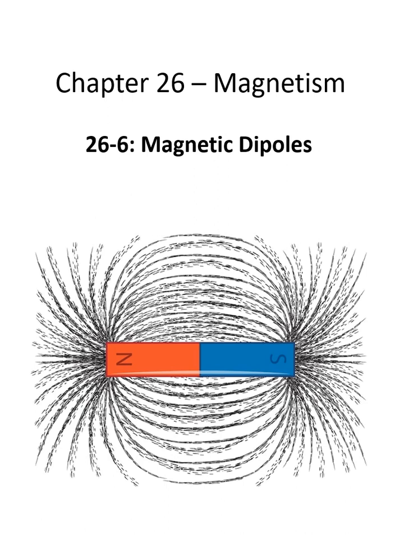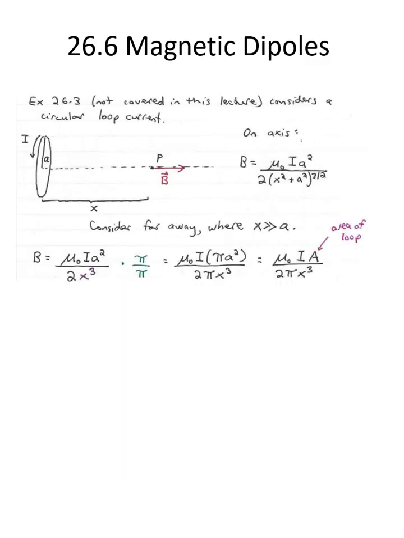Welcome back. This is section 26.6 on magnetic dipoles. In the book, there's example 26.3, and I didn't cover it in a video lecture. You might want to look over it to see an example of the Biot-Savart law.